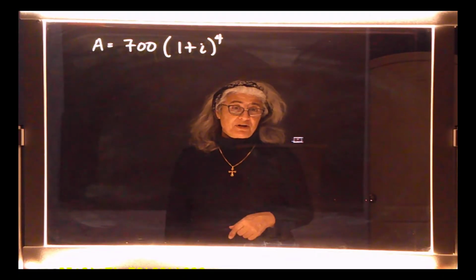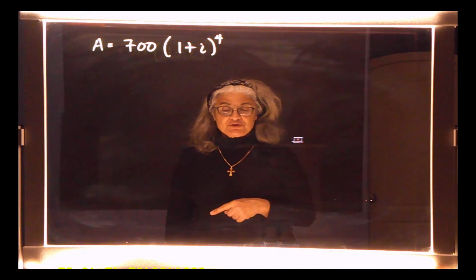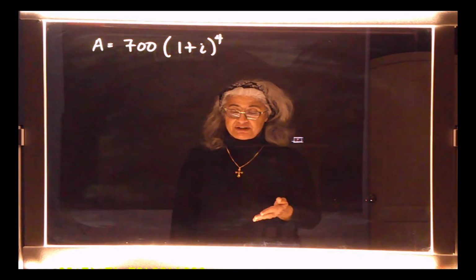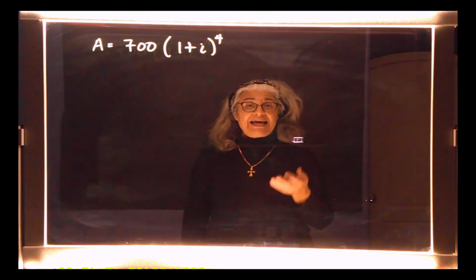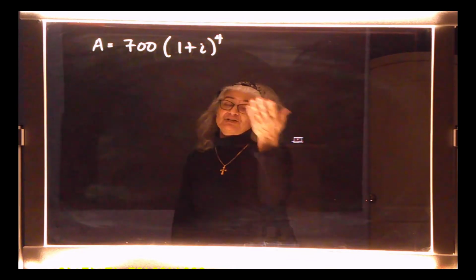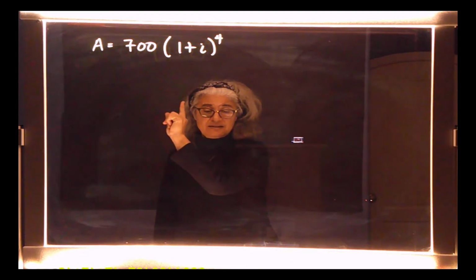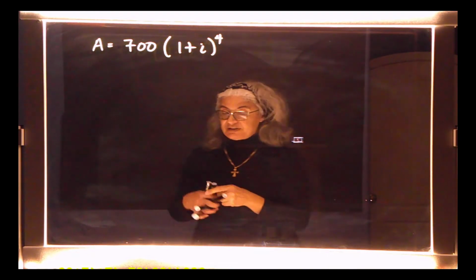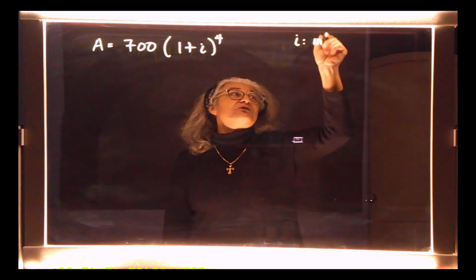Okay, I'm back with the last problem. Let's look at it again. I know you've already read it, but let's look at it again. If $700 is invested at an interest rate I, compounded annually, in 4 years it will grow to an amount A. And capital A is given by this particular equation. Good? This particular function. Okay, so remember, A is the amount to which it's going to grow. I is the interest rate. So let's write those down. Okay, I is the interest rate.